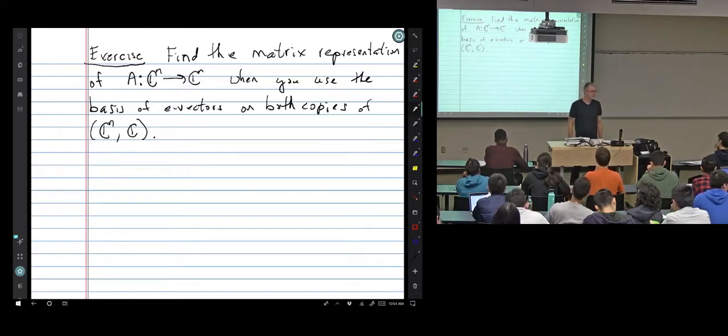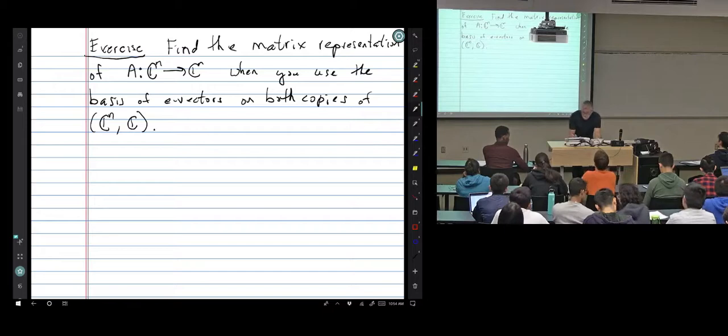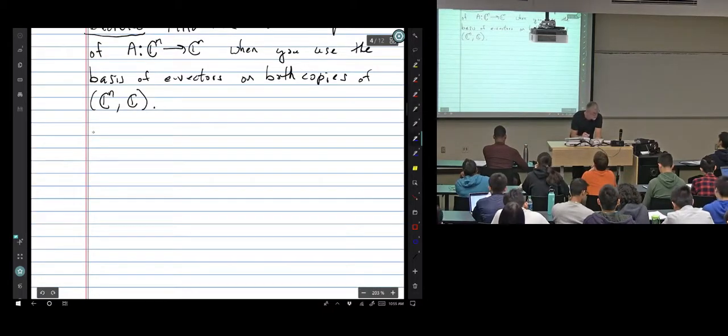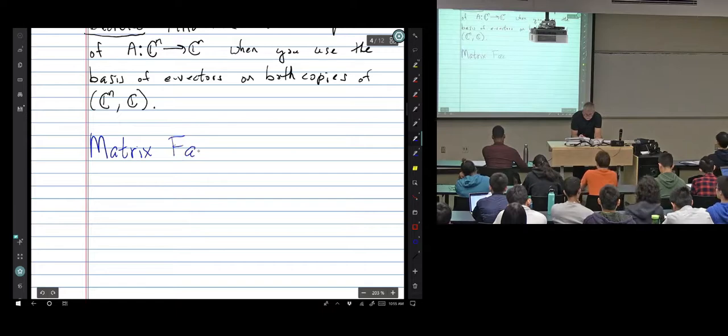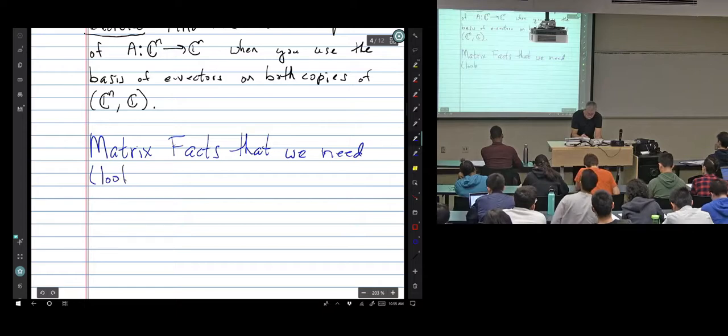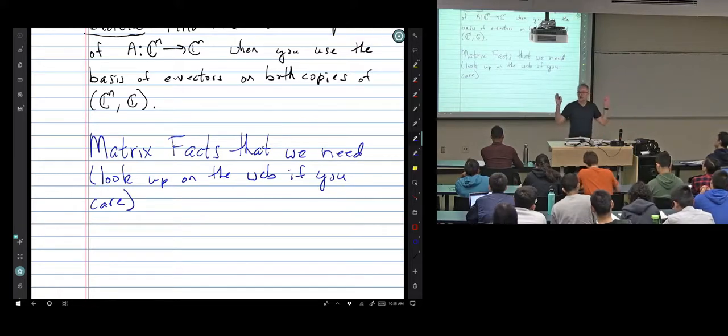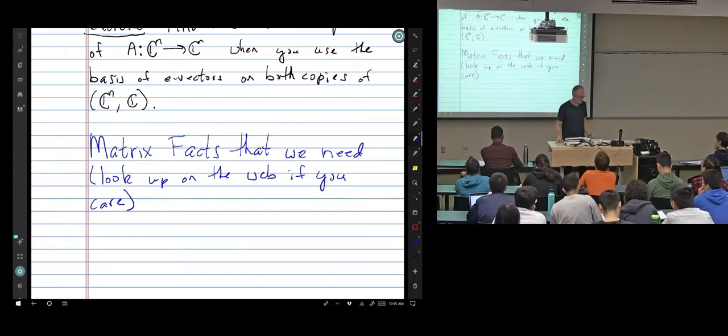We're getting ready to move on to least squares problems, best approximation. So there's a couple of little simple matrix facts that we need, and then we're going to go for it. Matrix facts that we need. Look them up on the web if you care. It's indifferent to me. I just need you to know these facts and accept them. I don't want to go through the details of them.